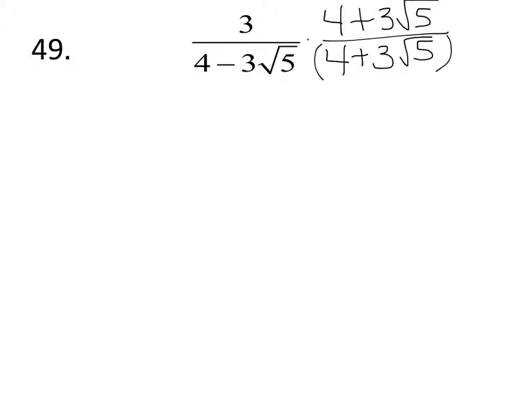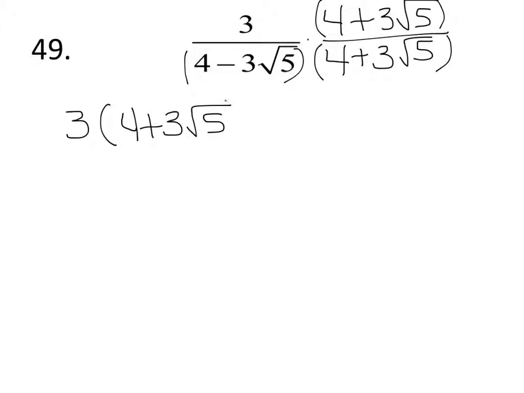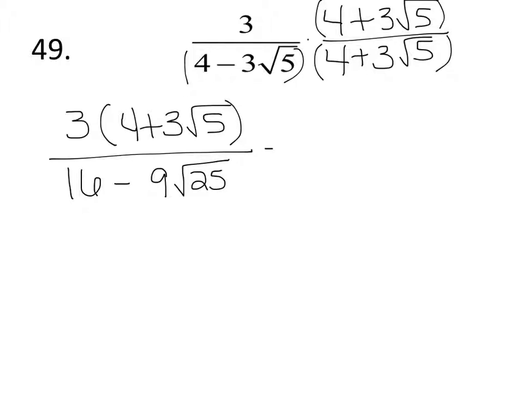Make sure you put parentheses around things so you don't get confused when you're multiplying. All right, so I have 3 times the quantity 4 plus 3 square root of 5. And then remember, when you're multiplying conjugates, all you have to do is multiply your first terms and your last terms. So 4 times 4 is 16 minus 3 square root of 5 times 3 square root of 5 is 9 square root of 25.